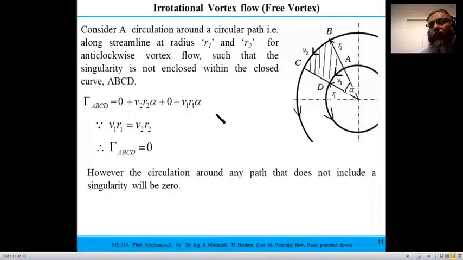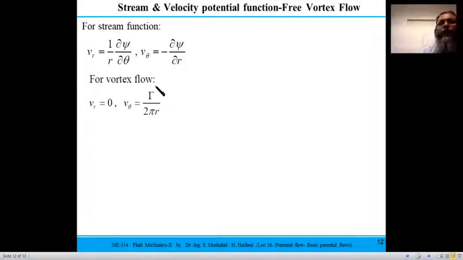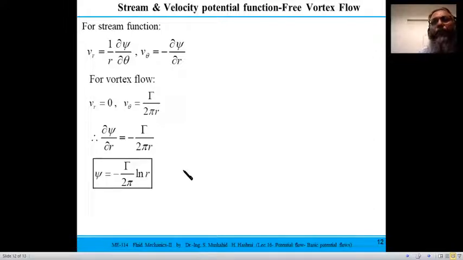Okay, so we can easily work out the expression for the stream function, just like we have done for uniform flow and source flow. For free vortex flow, which is irrotational, the only acting component is the tangential component, which is circulation divided by 2 pi r. We have already worked this out, and the radial component is 0. As I know that ∂ψ/∂r is minus v theta, I just substituted minus v theta, and then I can separate the variables to get the corresponding stream function in a similar manner.